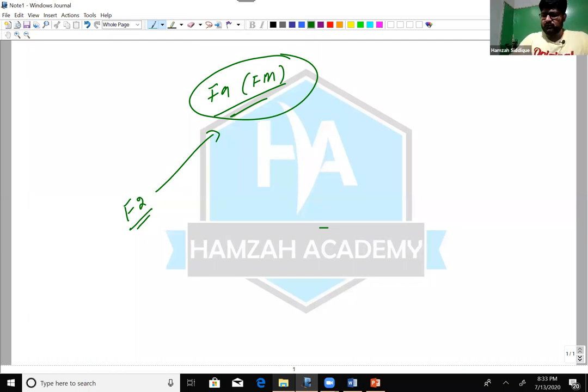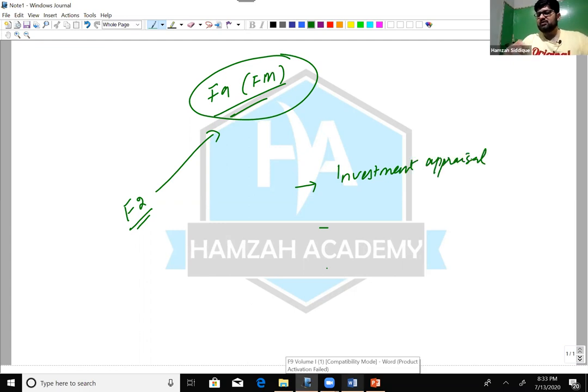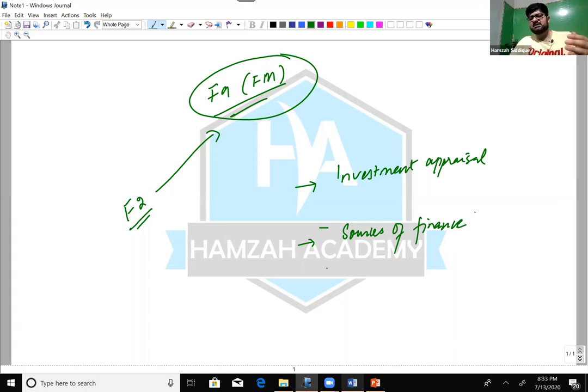Students, this subject, we can classify it into a few areas. For example, we have the investment appraisal area. Investment appraisal, a bit you have studied in F2, but here you will be studying it in detail. Then we have sources of finance, because we are going to study financial management. So what are the sources of finance available to a business, what are the factors when we choose any source of finance for our business, and how to calculate the cost of each source of finance. So sources of finance and investment appraisal are the two major sections of your paper.